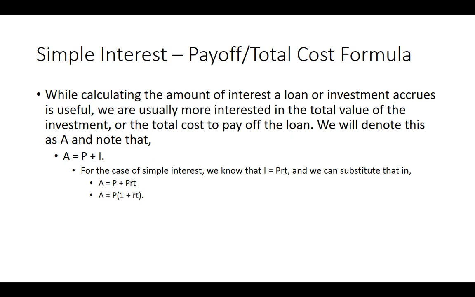For the case of simple interest, we know that I equals PRT, and we can substitute that in. So A equals P plus PRT. Or we can factor out that P and get it in the form A equals P times in parentheses 1 plus RT.